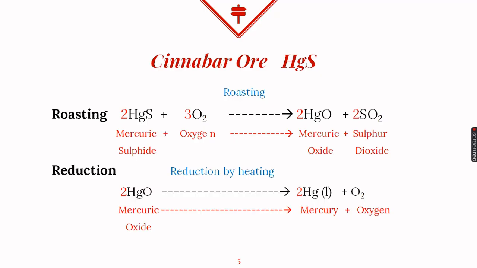Because it is a sulfide ore, we perform roasting for the extraction. Mercuric sulfide is heated strongly in the presence of excess of air, so it combines with oxygen and forms mercuric oxide plus sulfur dioxide. As soon as this mercuric oxide is formed, it undergoes reduction using the same heat being provided during the roasting process, and we get metal mercury along with oxygen gas. We know that mercury is a liquid metal, so here also mercury is obtained in the liquid state.